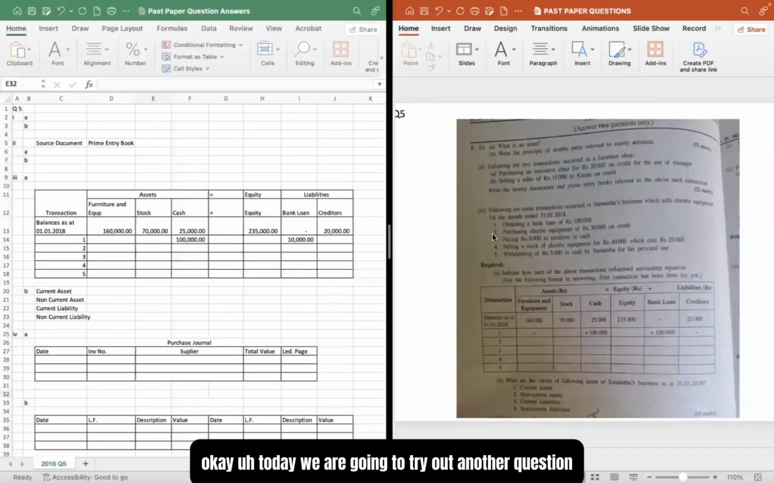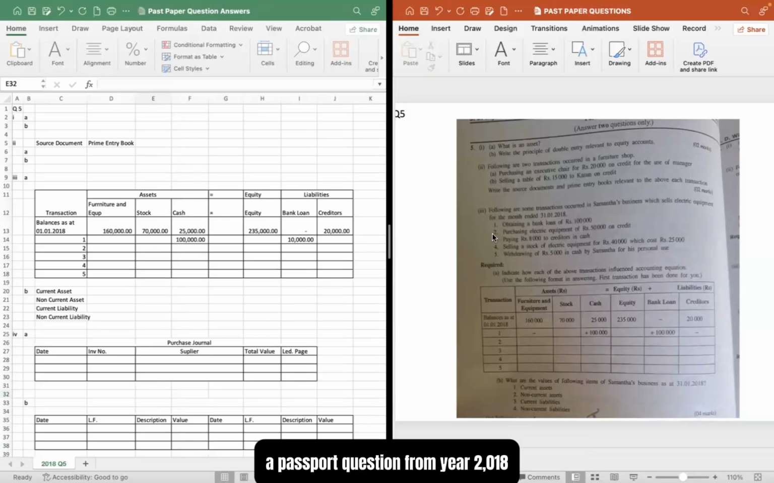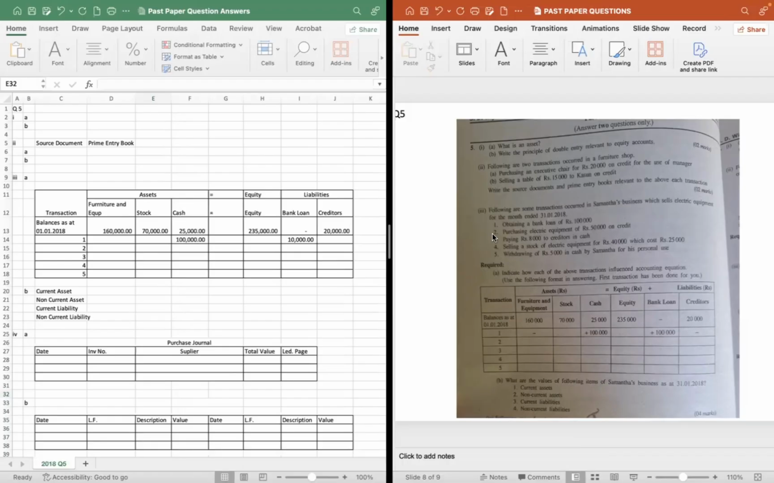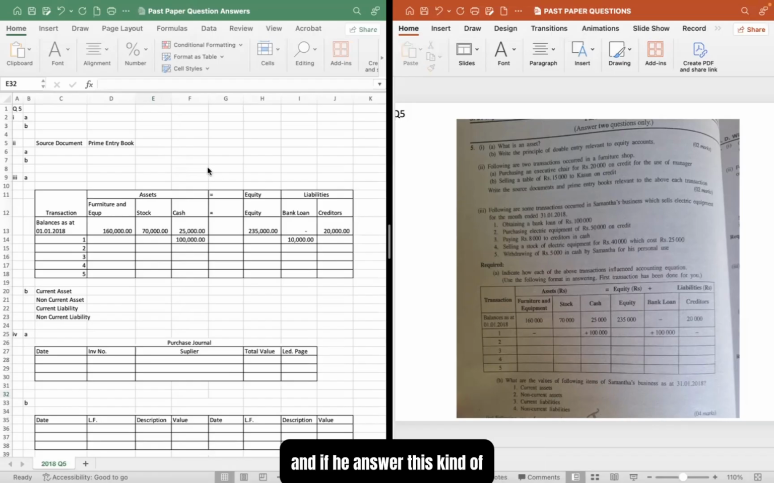Okay, today we are going to try out another question, a past paper question from year 2018. This question is from part 2 accounting, and altogether it has 12 marks. By this time we should be able to answer this question, and if we can answer this kind of question, then that means we are in good shape. So we can simply get 12 marks.